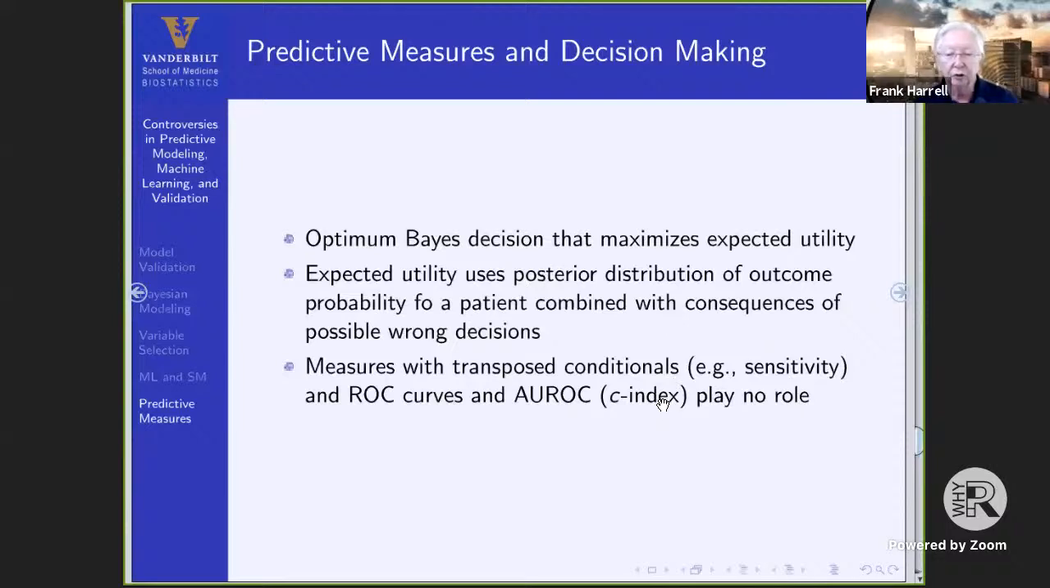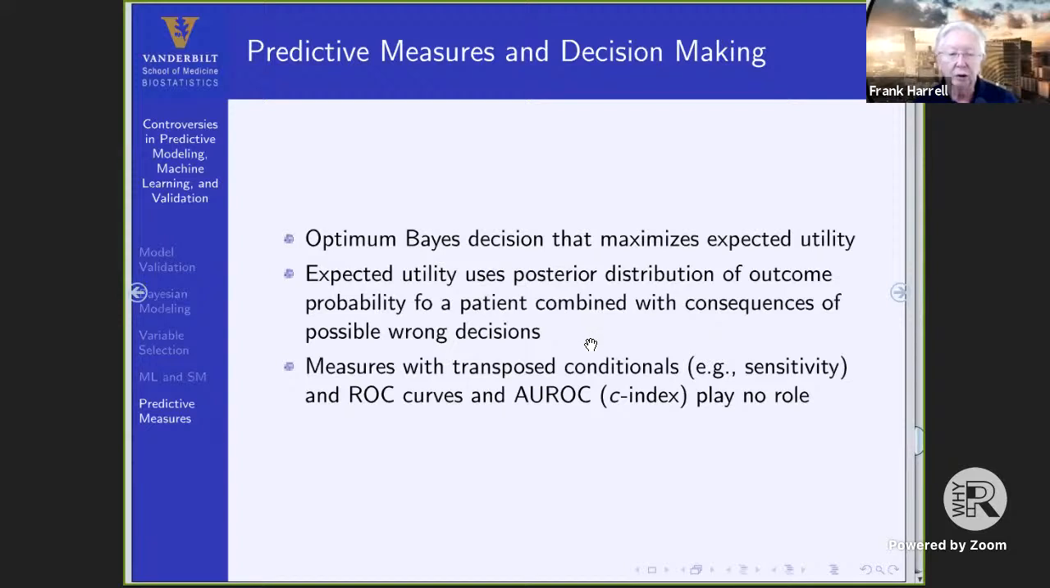Measures that have transposed conditionals, such as sensitivity and ROC curves, and also the ROC curve area or concordance probability, C-index, these do not enter into the expected utility in any way, shape, or form. These are completely irrelevant for that calculation. So what does enter into the expected utility is the posterior distribution along with the utility function. And so we need to be using methods that are consistent with expected utility, even if we don't have a utility function. So what is consistent with that is the posterior distribution, which is going to be telling you your uncertainty around, say, your predicted risk of an individual patient having disease.